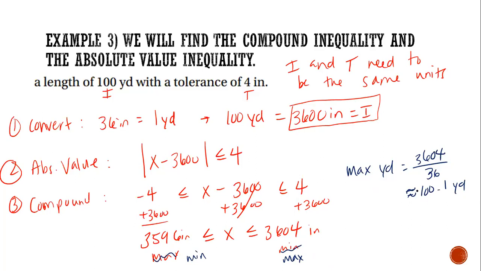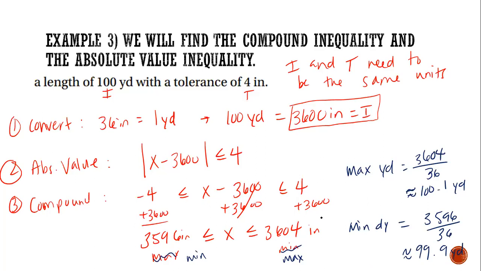So my max is 3,604 inches. And then my min in yards would be me taking that value, 3,596, dividing it by 36, and getting an approximate value. And I get approximately 99/10 of a yard.